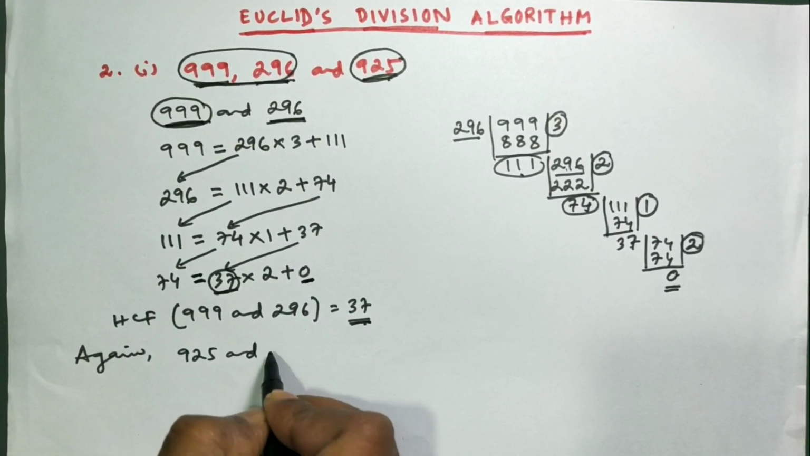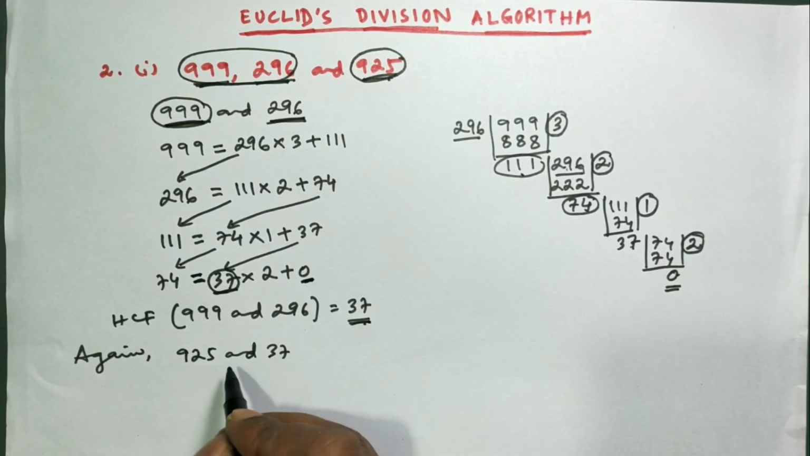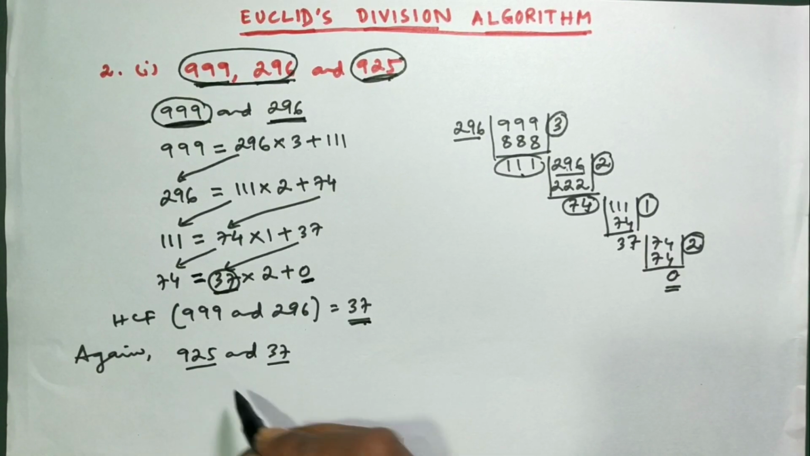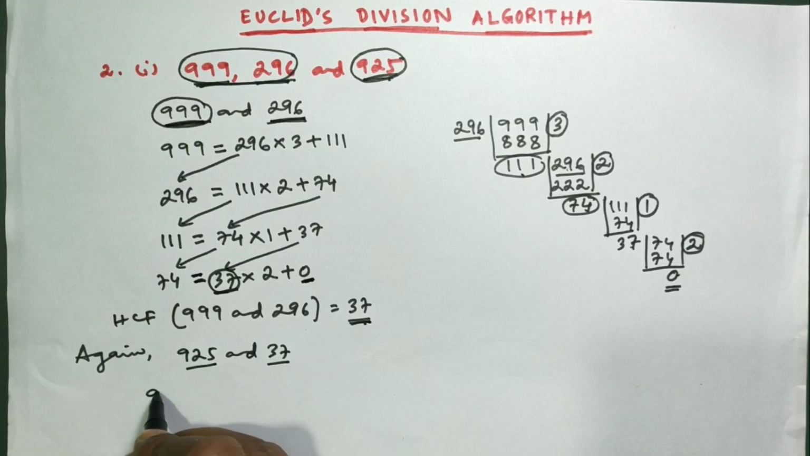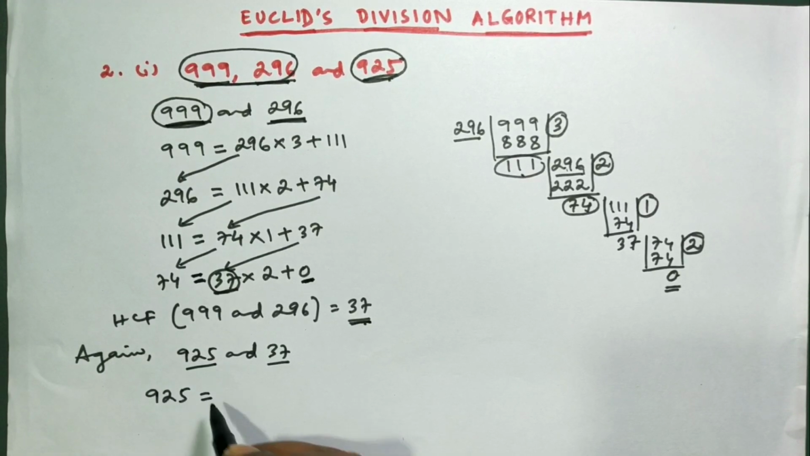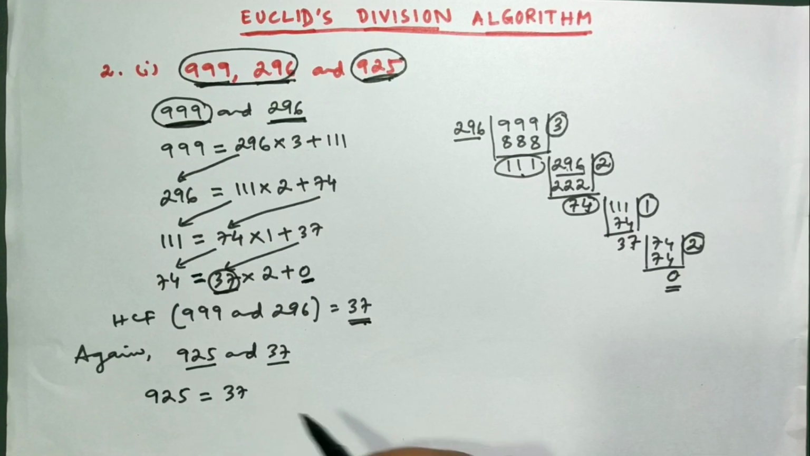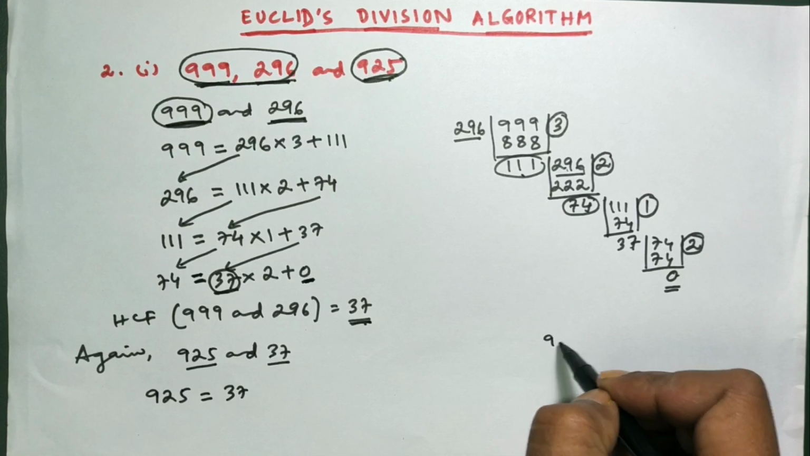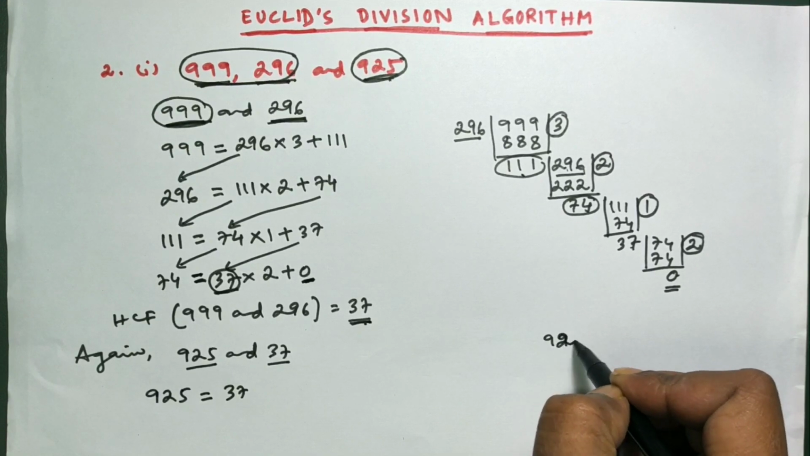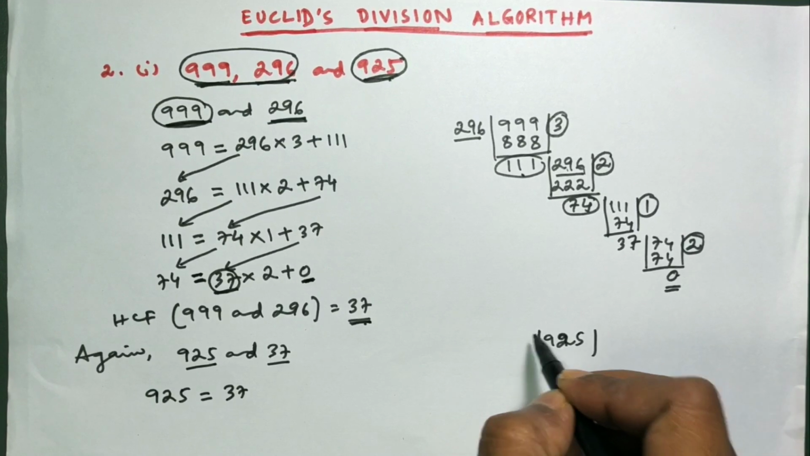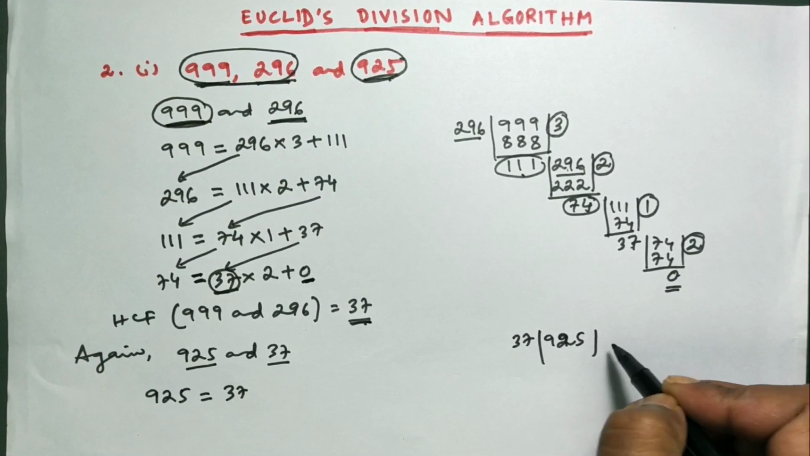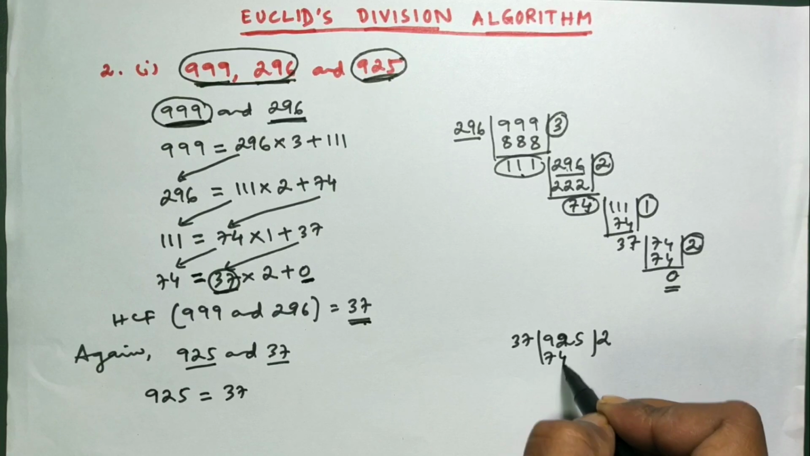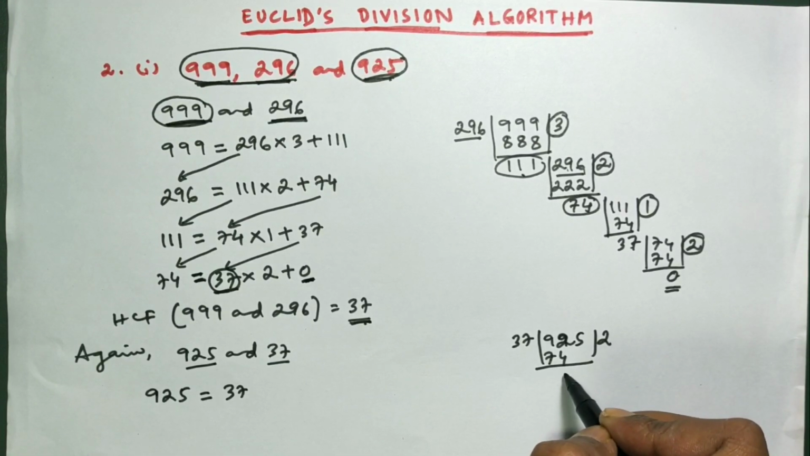925 and 37. If we compare these two numbers, 925 is bigger. So 925 we need to write first is equal to, then 37 will come here. Again we have to follow the long division method. The bigger number we need to write, that is 925, and we need to divide by 37. If we divide, we will get 2 times here, that is 74. Then 12 minus 4 it is 8, so 9 minus 8 it is 1, so 185.